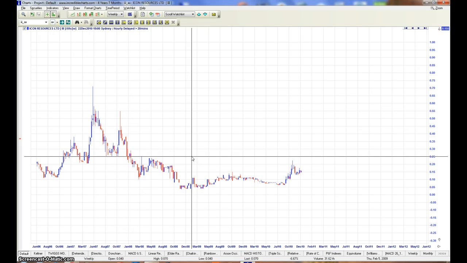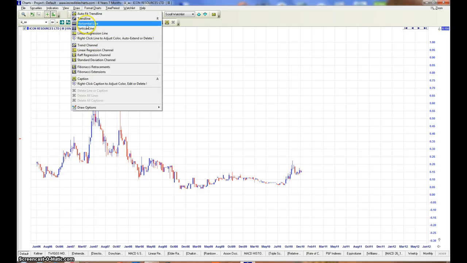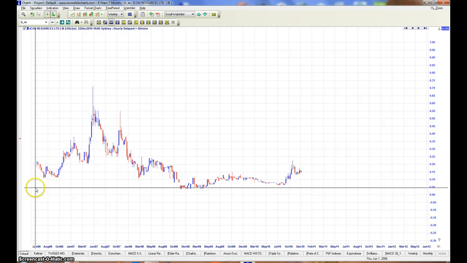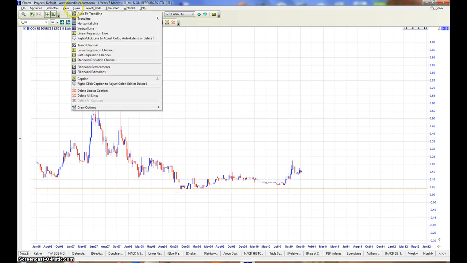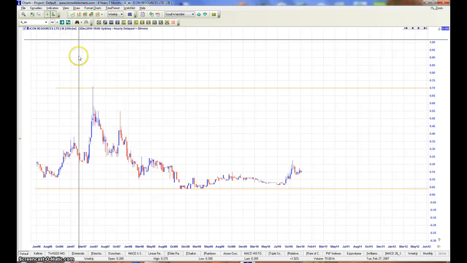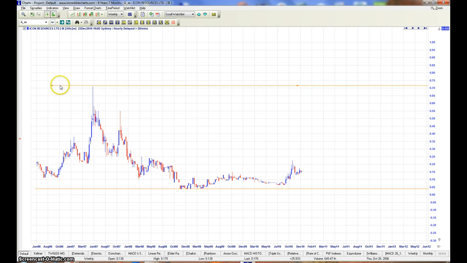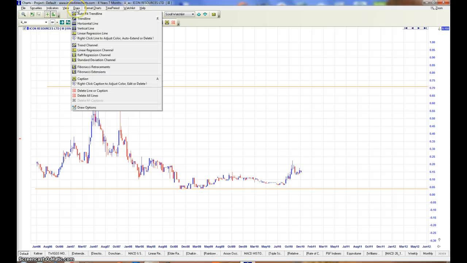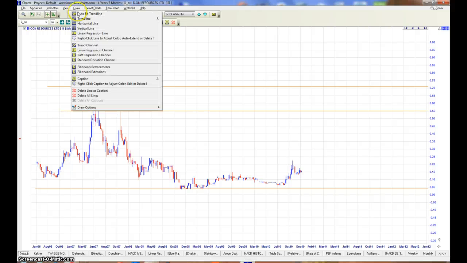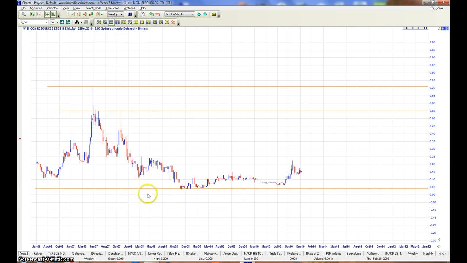Okay, here we have the Icon Resources chart. Share prices have been a bit like watching grass grow at the moment, so I thought we might have a look at the chart and see if we can see something a bit more interesting, and maybe we have a look at the bigger picture. Maybe the current price action isn't as boring as it appears to be.